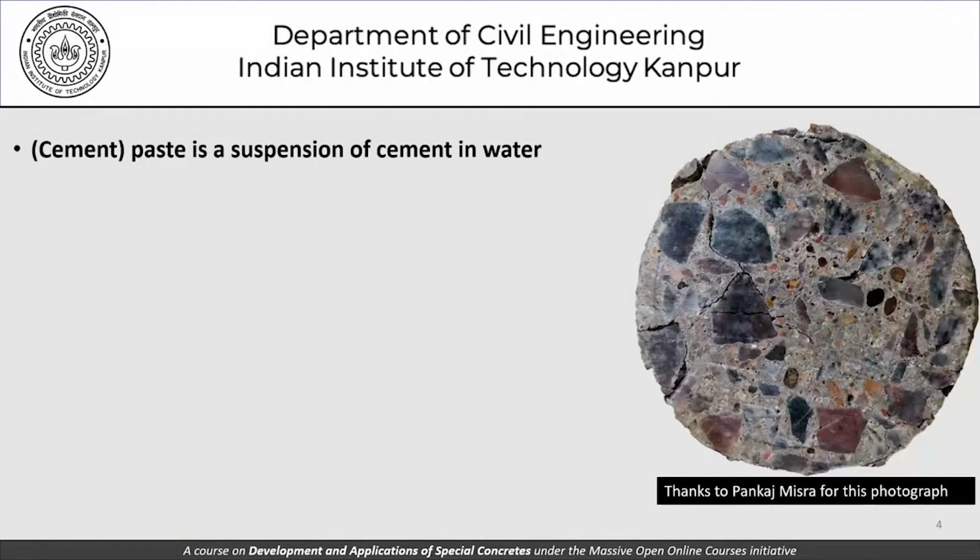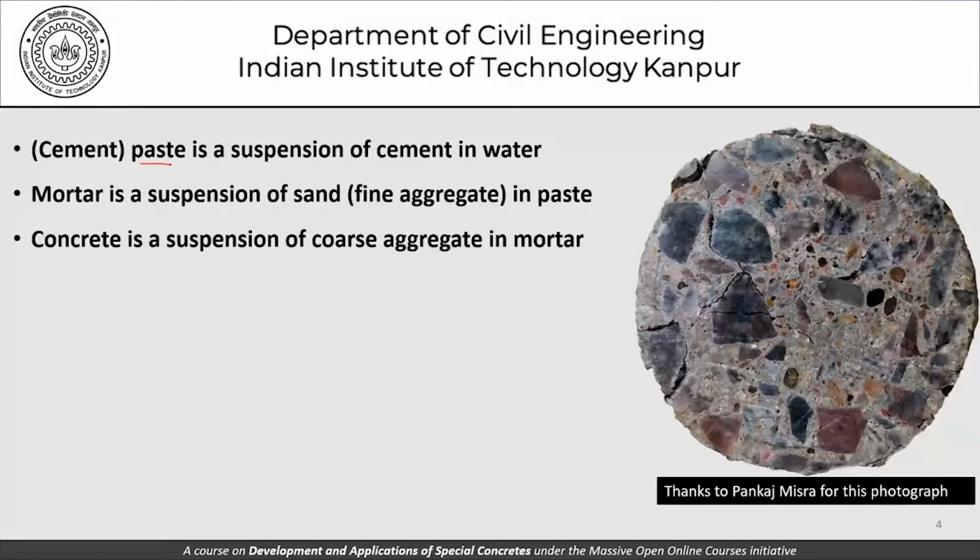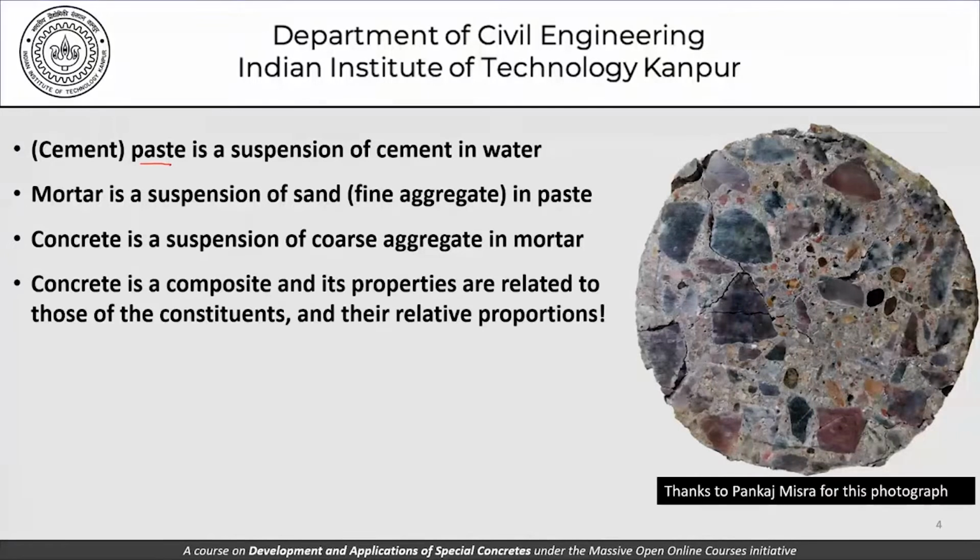As far as the basic model is concerned, we'll talk of cement paste as a suspension of cement in water, mortar as a suspension of sand in paste, and concrete as a suspension of coarse aggregate in mortar. With this understanding, we moved forward and said that concrete is a composite and its properties are related to those of its constituents and their relative proportions primarily. There are other things that govern the properties, but these are the primary ones.